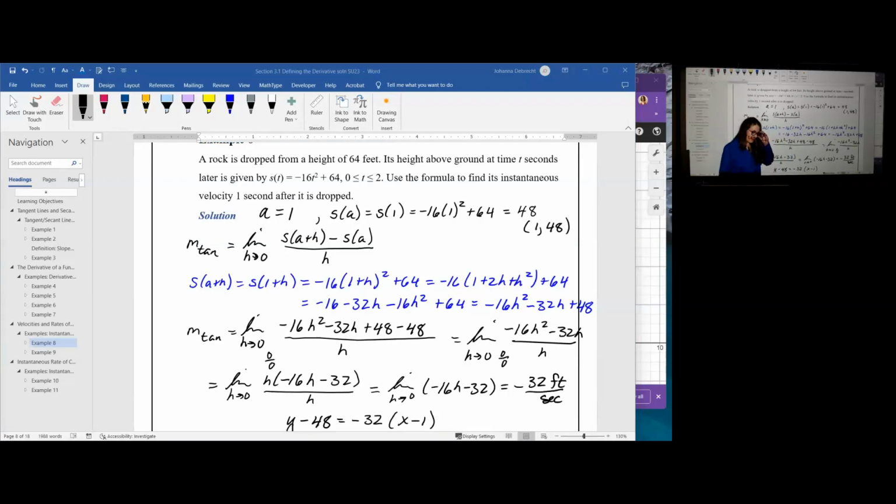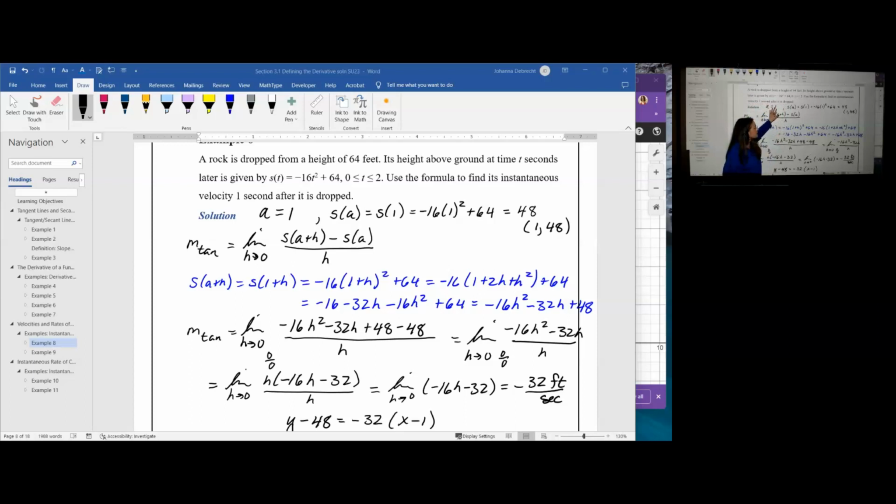Let's compare what we've done. In this problem, we have a rock and it's dropped from a height of 64 feet. So it's up above the ground. It's released, we let go, and it begins to fall. And as it falls, its position above the ground is given by this equation, negative 16t squared plus 64. It must hit the ground at 2 seconds because that's our interval, 0 to 2. We want to use one of the formulas for finding the slope of the tangent line at a point to find the derivative, its instantaneous velocity 1 second after it is dropped.